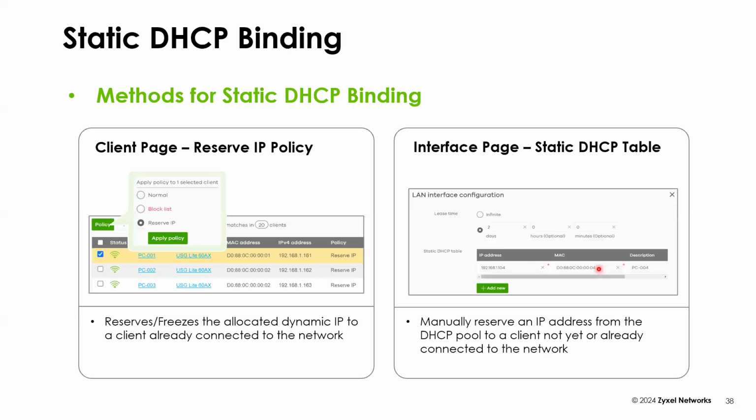So you may need to have two tabs open. One tab open with the client page, which will show you the MAC addresses of each device. And then you'll need to copy and paste that into the interface page if you want to give them very specific IP addresses. And then if you've done it in both pages, the interface page will override the settings on the client page.